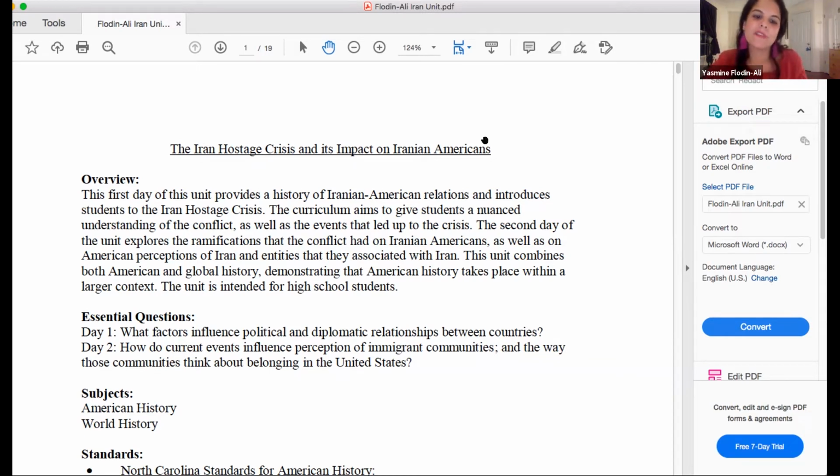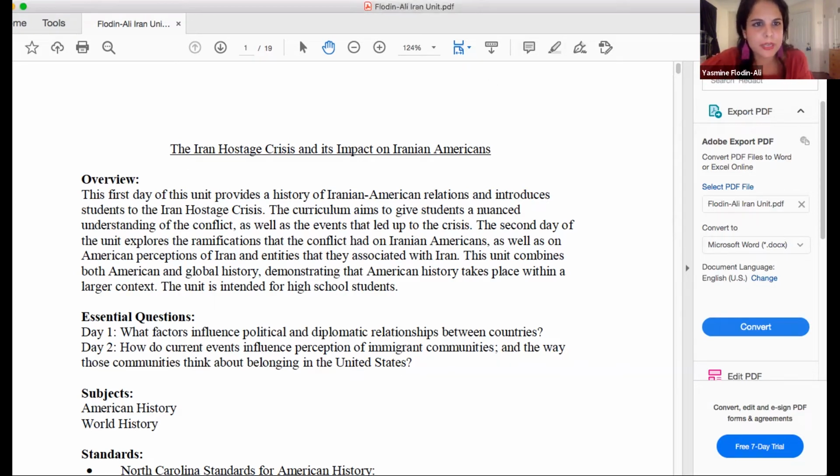And two, how do current events influence perception of immigrant communities and the way those communities think about belonging in the United States? So that's a little bit twofold. One, in this case, how did people think about Iranian Americans after the crisis? But then also, how did that influence the way that Iranian Americans thought about themselves? I think it's helpful to get to both of those points.